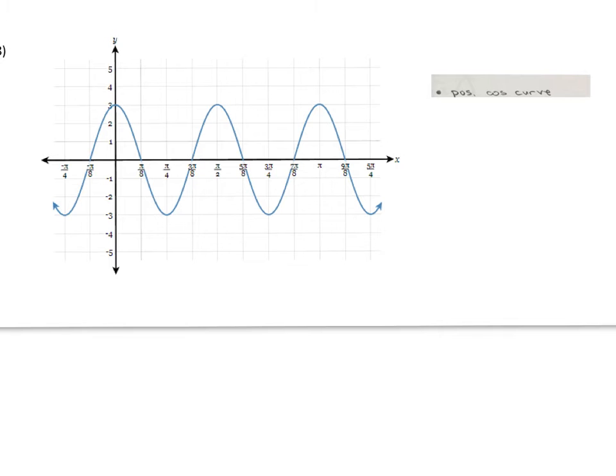All right, now the amplitude of this, just look for the highest point here, is 3. Okay, so our amplitude equals 3. Now the frequency is a little harder. The frequency is the number of complete curves between 0 and 2 pi.